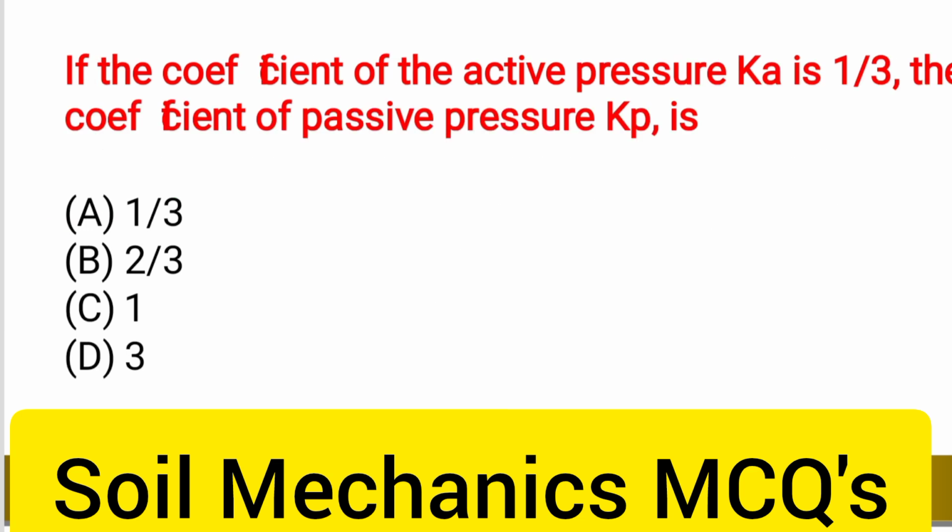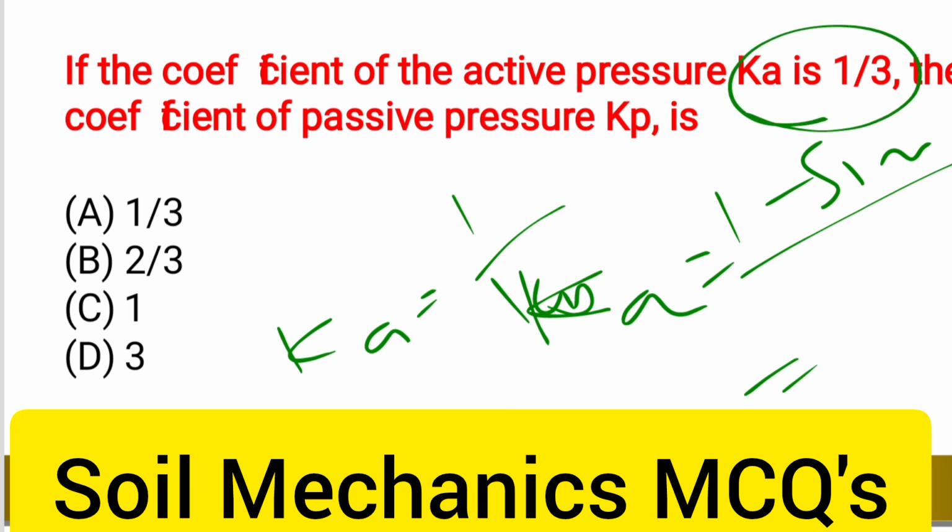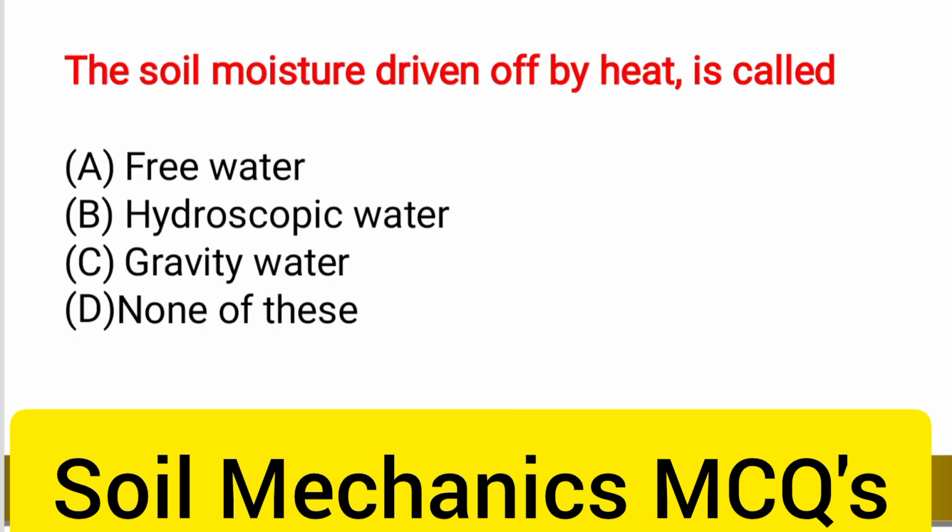Next question, if the coefficient of the active pressure Ka is 1 by 3, the coefficient of passive earth pressure is option A 1 by 3, option B 2 by 3, option C 1, option D 3. Ka is (1 minus sin phi) divided by (1 plus sin phi) and Kp is (1 plus sin phi) divided by (1 minus sin phi). So Ka equal to 1 divided by Kp. So here Ka is 1 by 3. So the 3 is the correct answer.